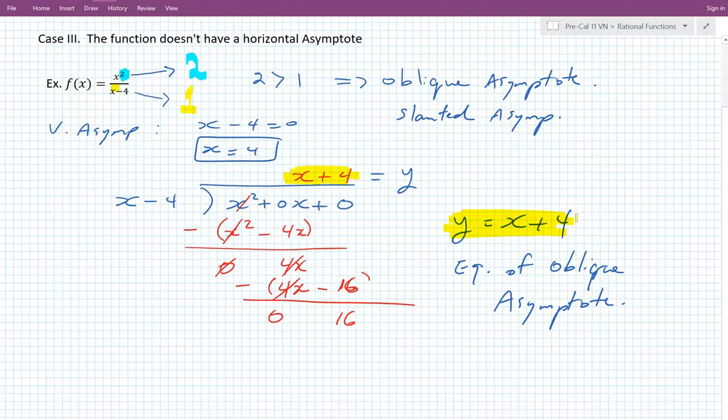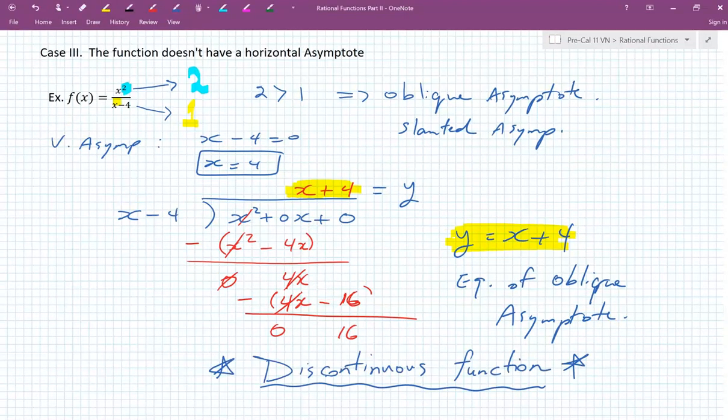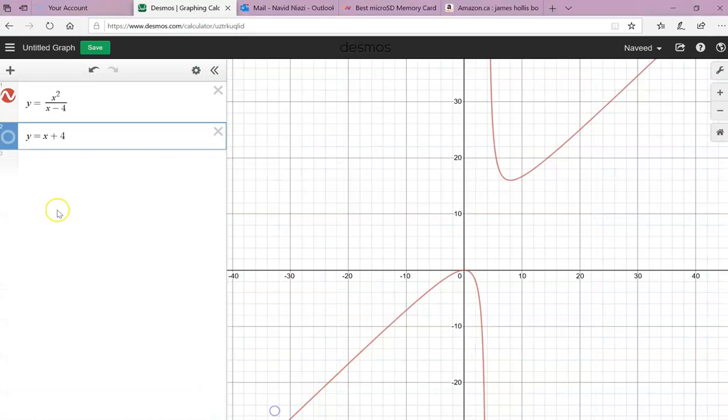But again, to graph this, we have to use Desmos. It just takes a long time to do a table of values. So let's go ahead to Desmos and graph. By the way, because we have a vertical and an oblique asymptote, this will end up being a discontinuous graph. Okay, a discontinuous function.